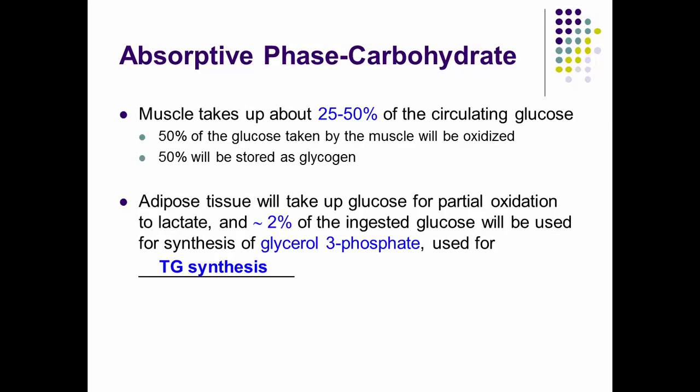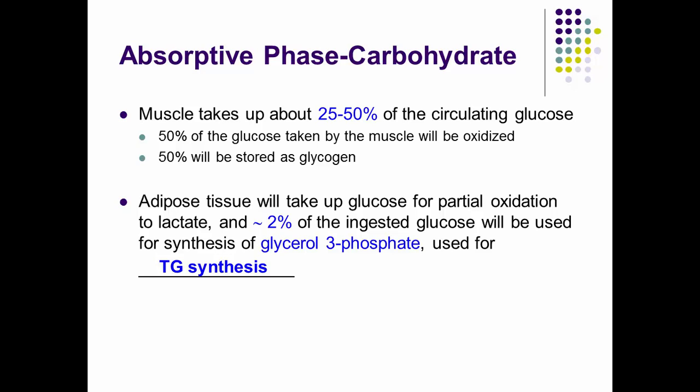Of the glucose taken up by muscle, 50% is oxidized to provide energy, ATP, and another 50% is converted to glycogen and stored in the muscle. 50%, 50%. 50% is completely oxidized for energy, and another 50% of glucose is stored as glycogen in the skeletal muscle.